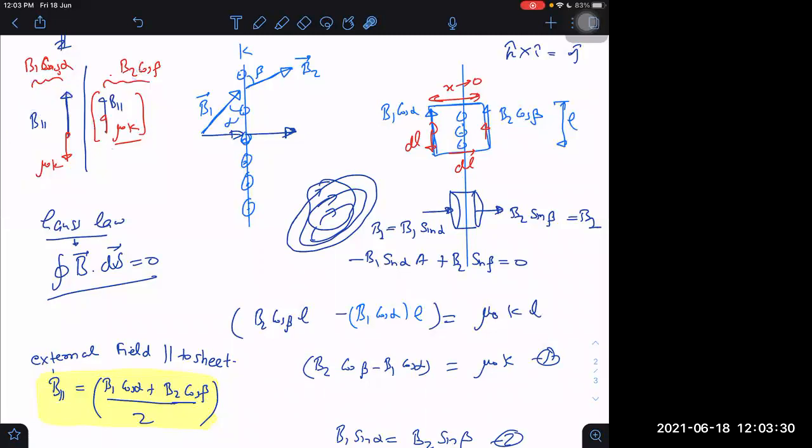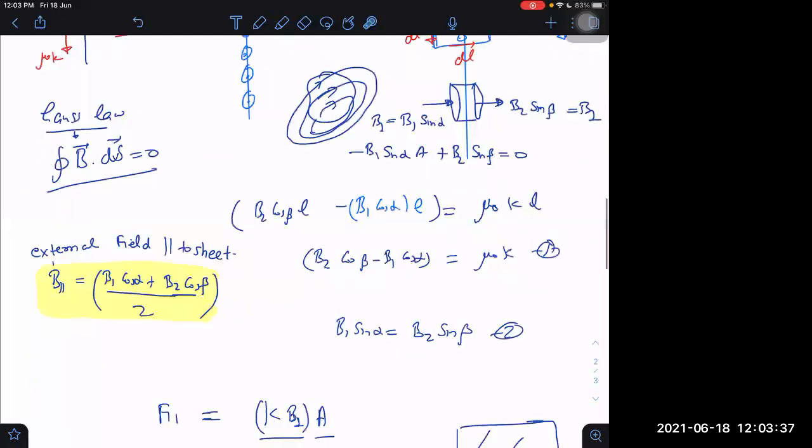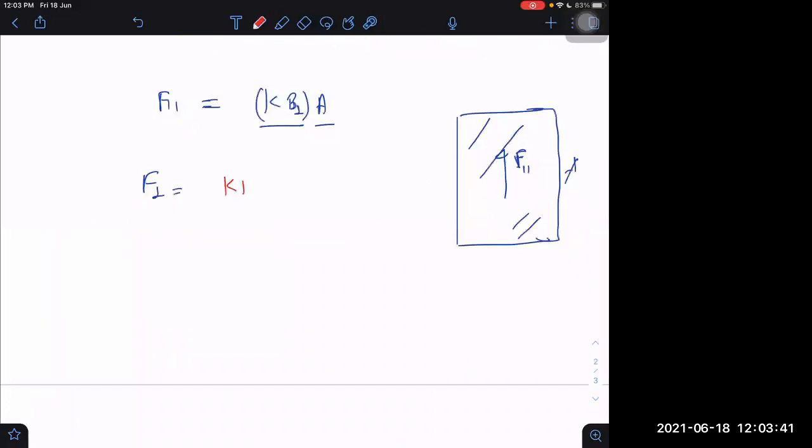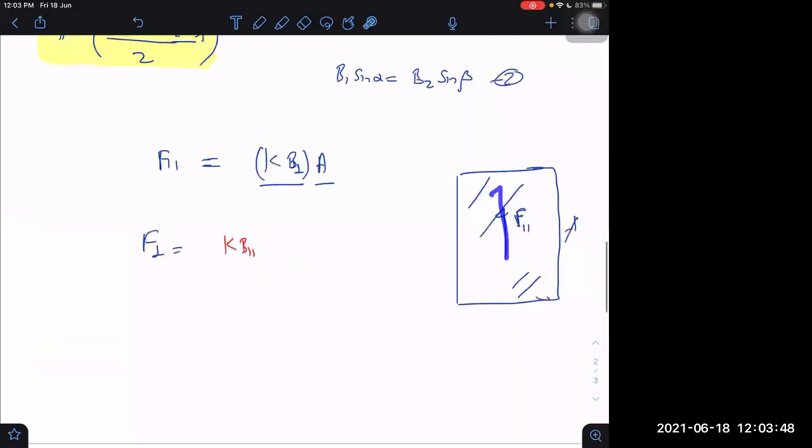It is external, but b1 cos alpha is the total. This given is the total value, the total magnetic field. Then what will be the force due to b parallel? Due to b parallel, force will be equal to k into b parallel, but it is k cross b. It will be perpendicular to k, and it will be perpendicular to b parallel also.